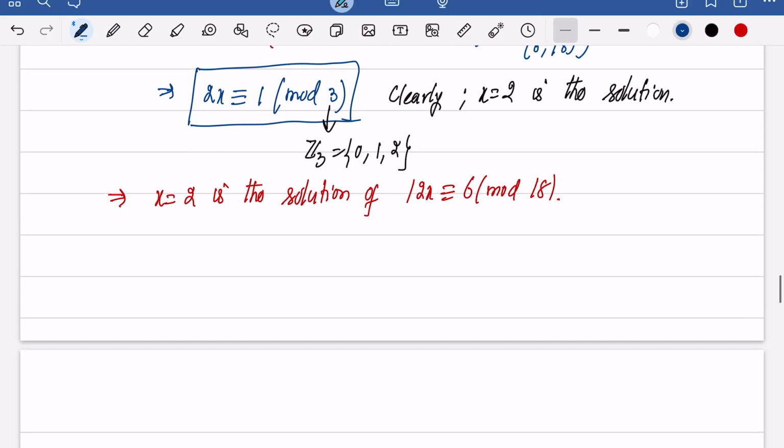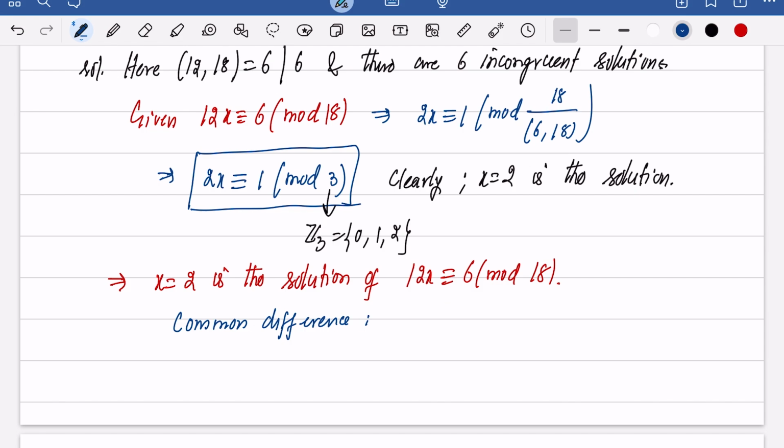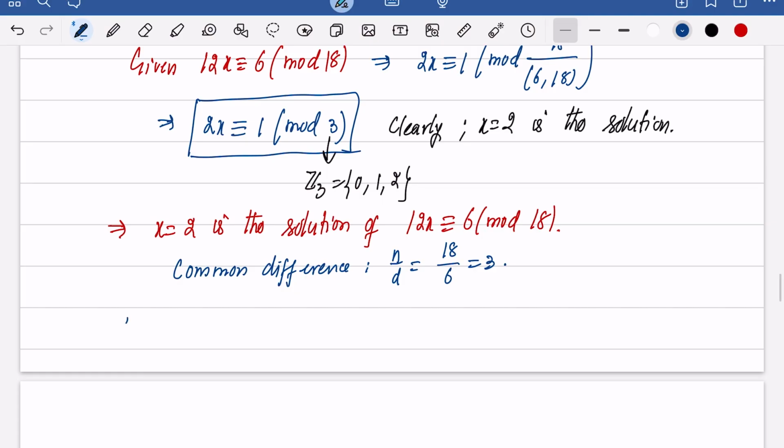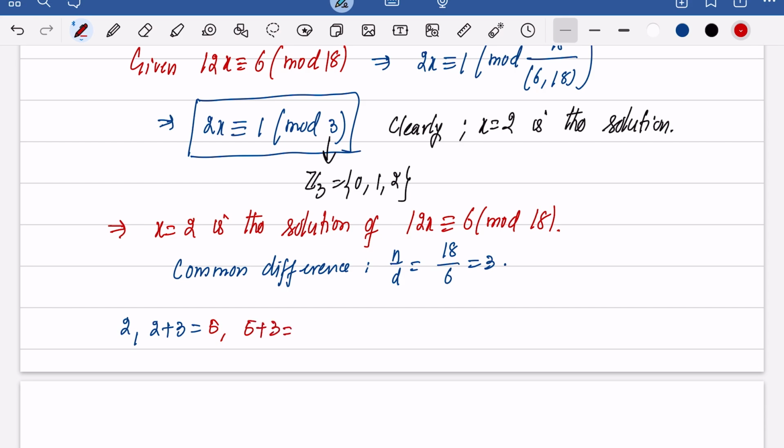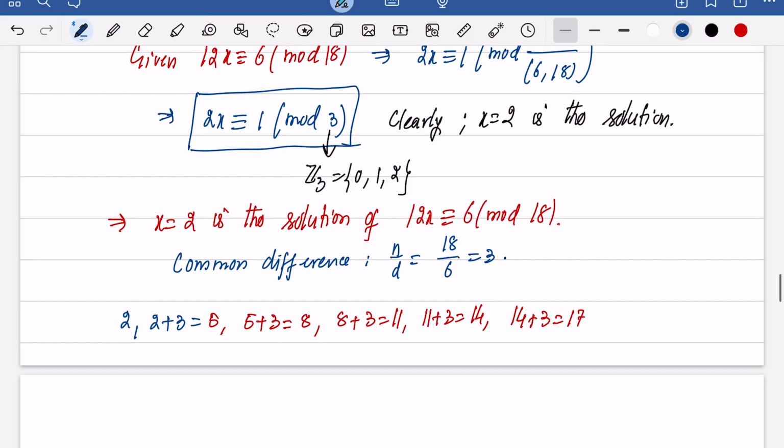Now how do we find the other solutions? As we know, the solutions of this congruence form an arithmetic progression with common difference n by d, and n by d here is equal to 18 divided by 6, which is equal to 3. Therefore the first solution is 2, the next is 2 plus 3, which is 5. The next solution is 5 plus 3, which is 8. Next is 8 plus 3, 11. Then 11 plus 3, 14. Then 14 plus 3 equal to 17. Now 17 plus 3 will be bigger than 18. So we conclude the solutions are 2, 5, 8, 11, 14 and 17. So we have found the 6 solutions of this congruence.